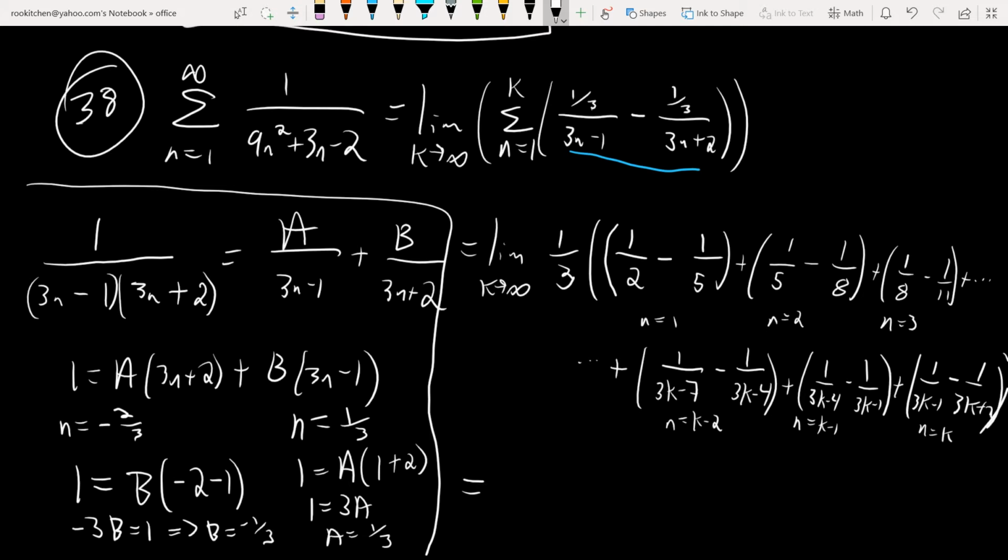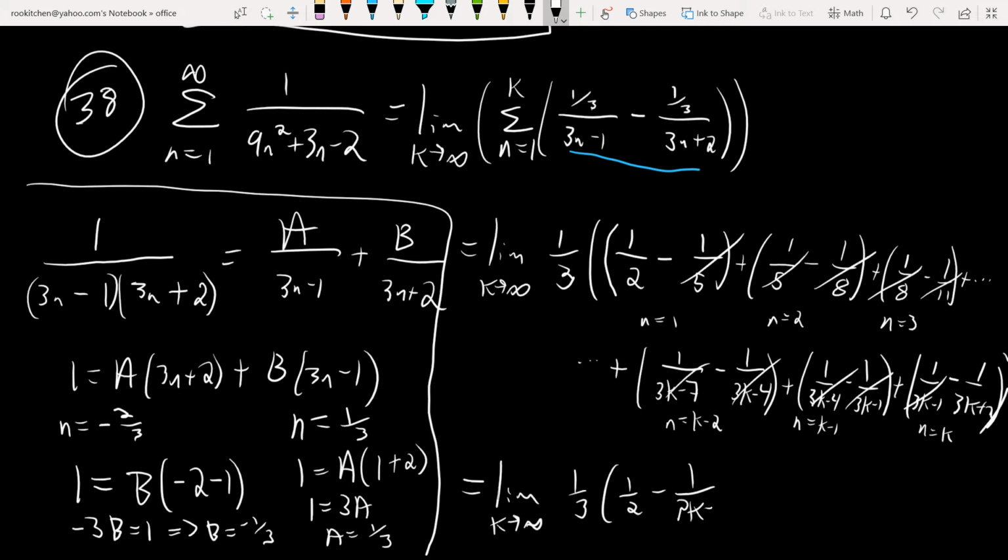Okay. So in this case, we got a real nice cancellation. It's not always that nice, but here everything cancels all the way up to the last term. So our limit becomes the limit as k goes to infinity of 1/3 times (1/2 minus 1 all over 3k plus 2). All of this k stuff, no matter what it is, is going to go to 0, because it has a polynomial of degree 1 in the denominator and degree 0 in the numerator. So it's going to go to 0.